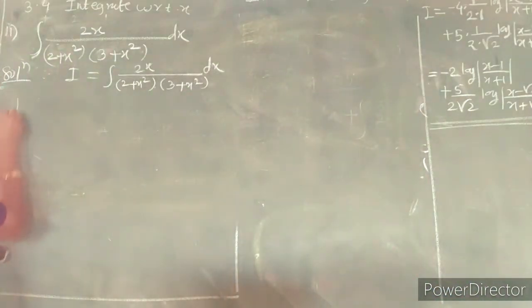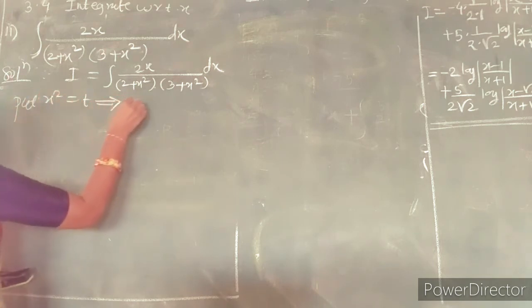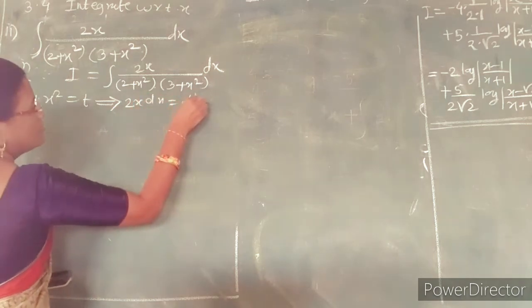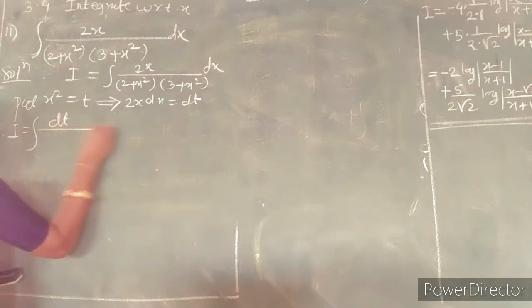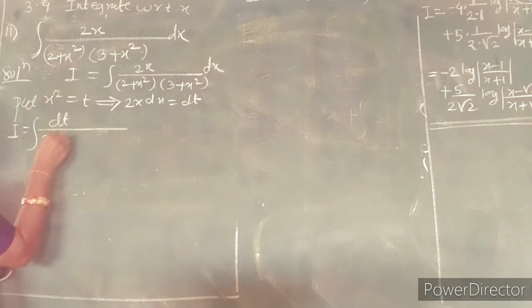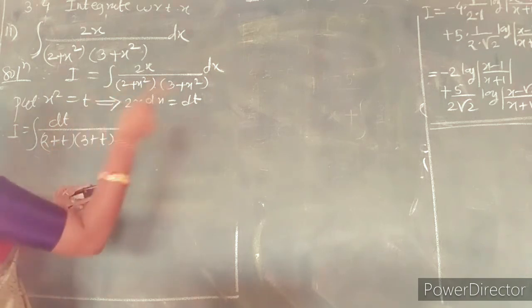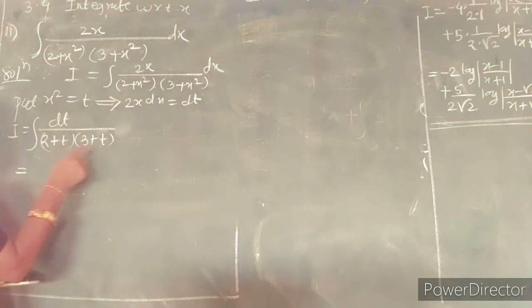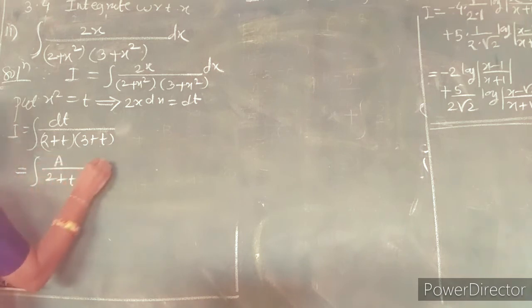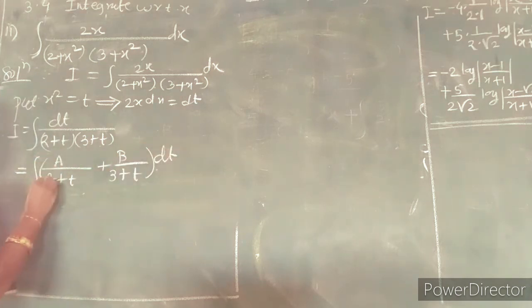So take down the substitution: put x square equal to t. What does this imply after differentiation? 2x dx equal to dt. Therefore, the whole integrand becomes 1 times dt upon (2 plus t) into (3 plus t). By taking cross multiplication, as the denominator contains 2 consecutive factors, you can take that separation as a upon (2 plus t) plus b upon (3 plus t) with respect to t.